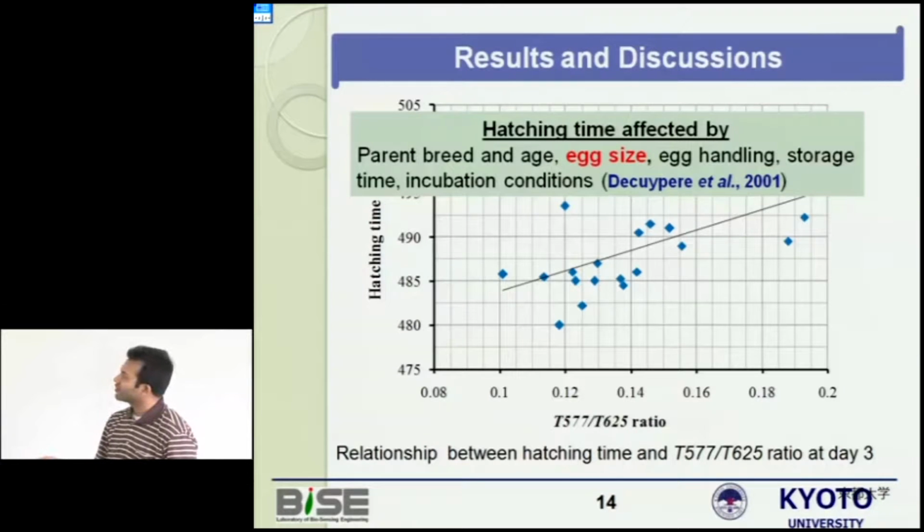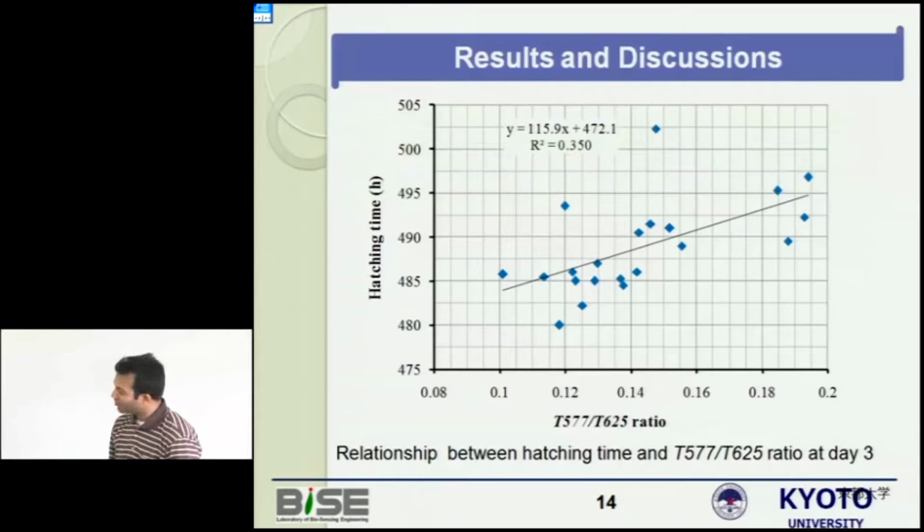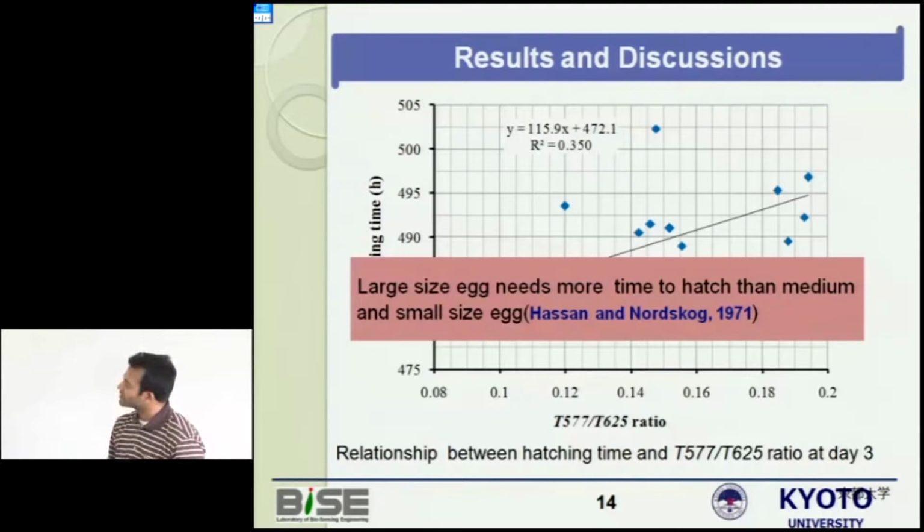I found other literature showing that the hatching time of chicks depends on many factors, such as parental breed and age, egg size, egg handling, storage time, and incubation condition. In our experiment we considered all other factors except the egg size, and I also found one previous report that large size eggs need more time to hatch than medium and small size eggs. So in our next experiment we will consider the size of the egg.